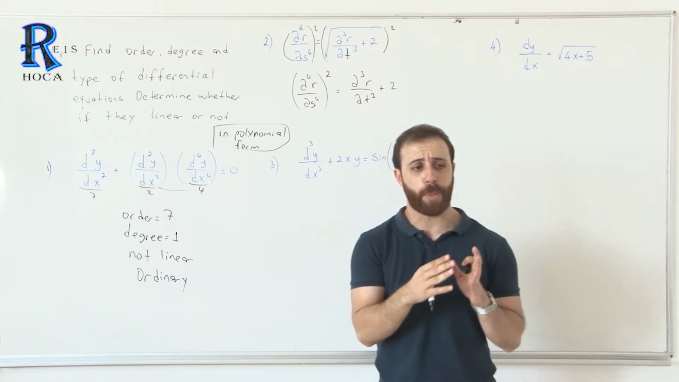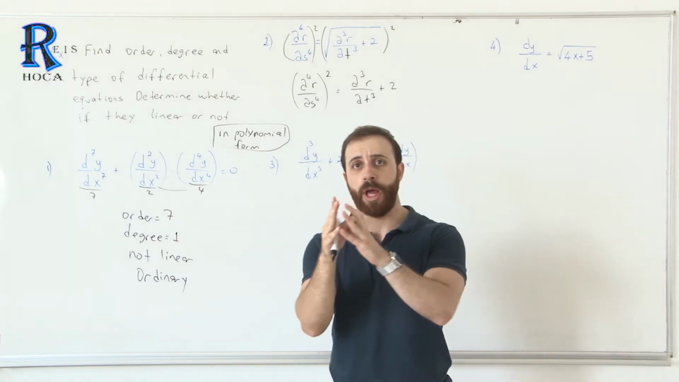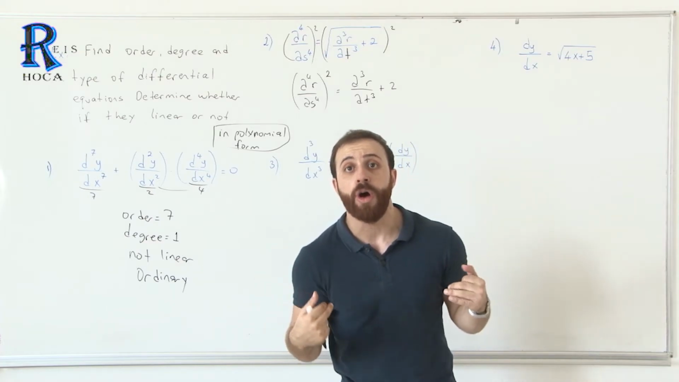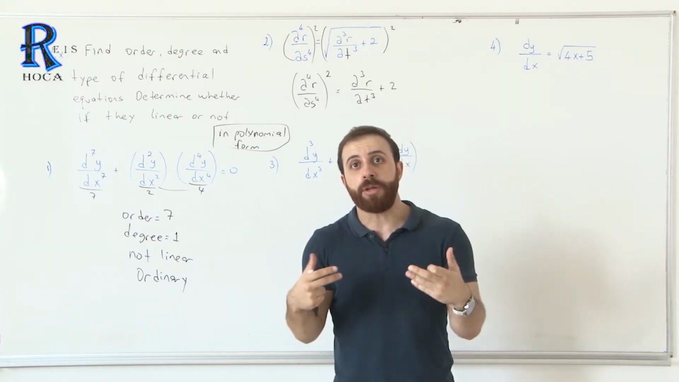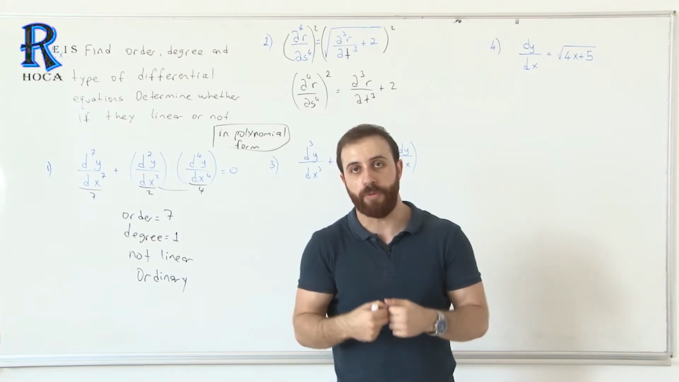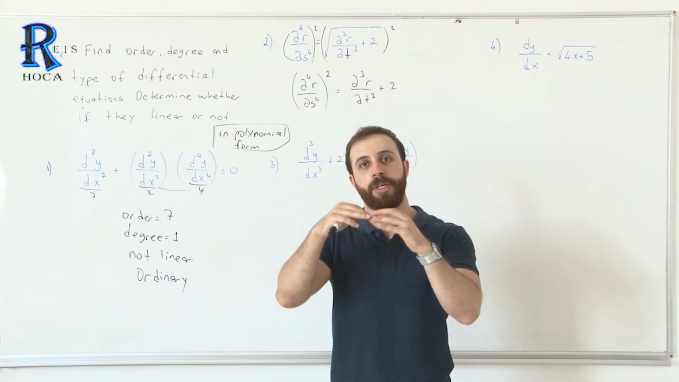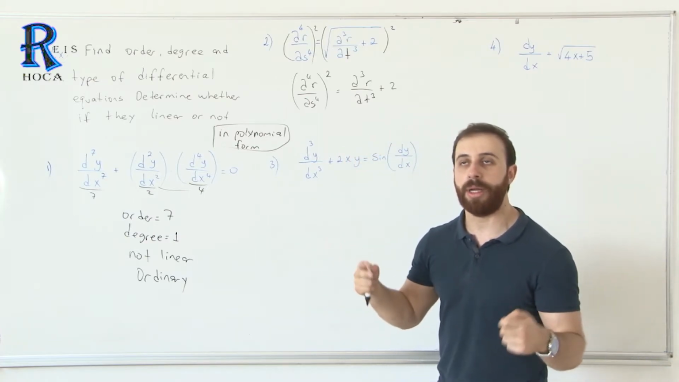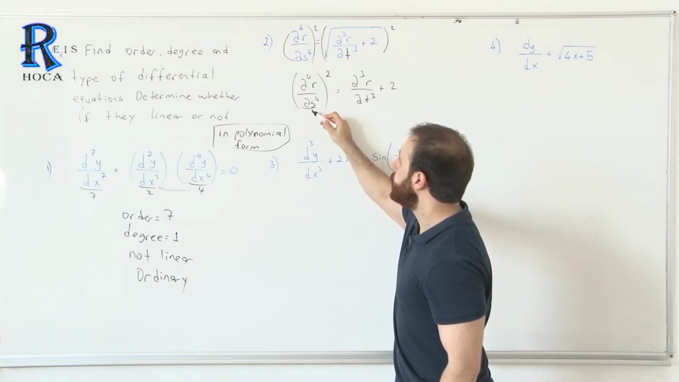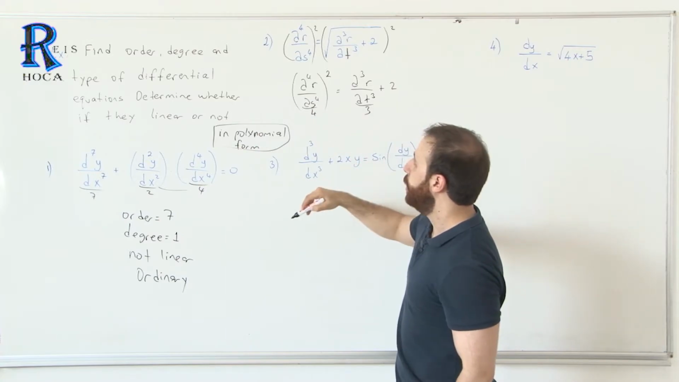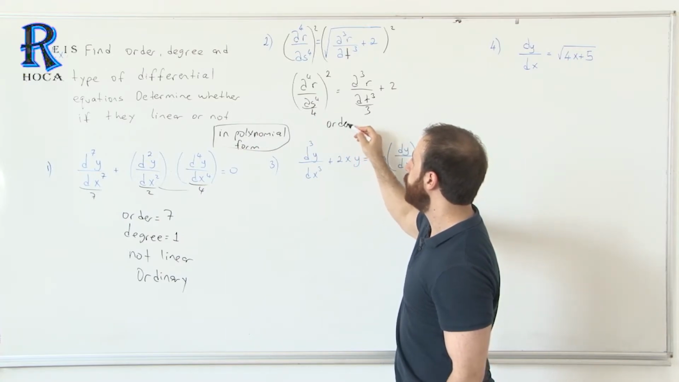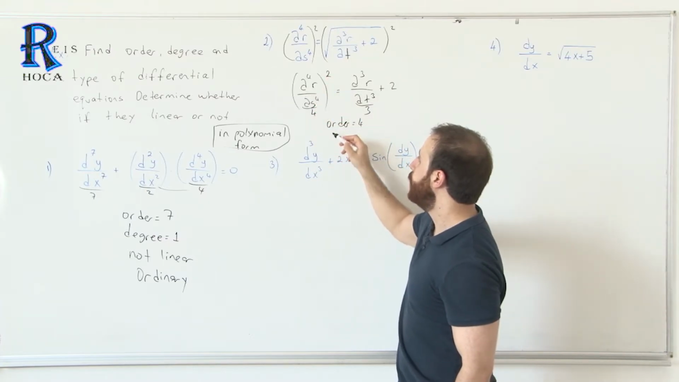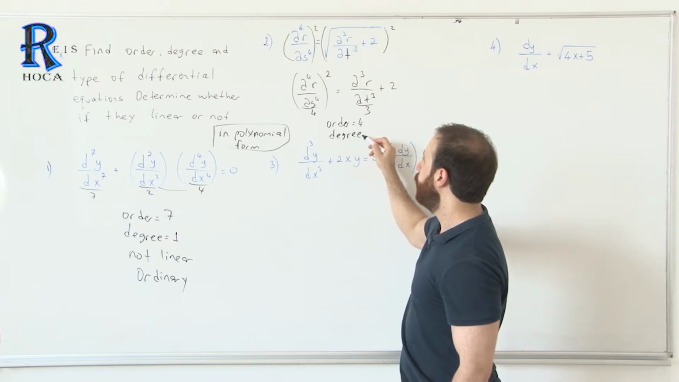We know what polynomial is: x to the power of 4, x cubed, x squared, x to the power of 5, something like that. So with respect to derivative, it must be in polynomial form, meaning all powers of derivative must be positive integer numbers. So let's talk about degree and order. The order here is 3, and the highest order here is 4. What's degree? The power of highest order is 2, so degree is 2.